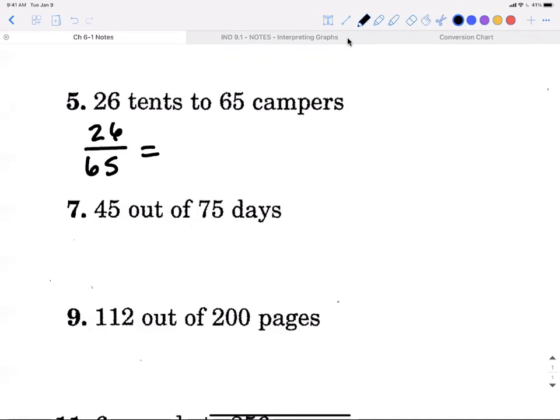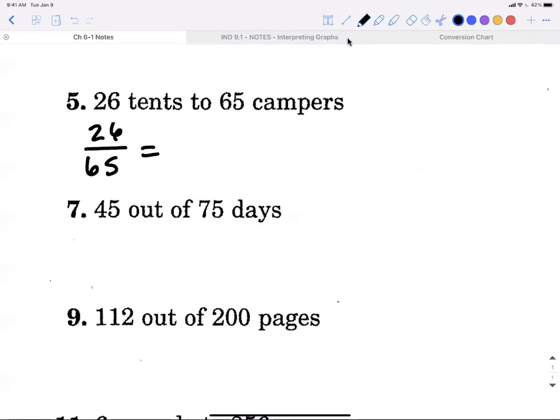Well, 65 is not even, so 2's don't work. 2 plus 6 is 8, which 8's not divisible by 3, so 3's don't work. 26 doesn't end in 0 or 5, so 5 doesn't work. So kind of our easy ones that we always can go to really quick, they don't work. So the next thing to do is to try, you can try to take 65 and just divide it by 26 and see if by some chance it reduces like that, but this one doesn't.